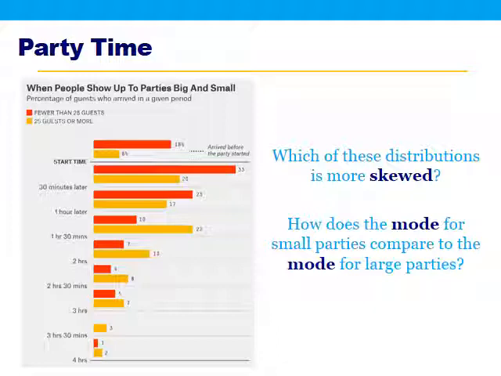Both of these distributions are positively skewed, but for the smaller party, the skewness is worse, right? You can tell that there's more severe skewness if you look at the shape of the red bars compared to the shape of the yellow bars. And the mode changes also, right? The mode gets later when the party gets bigger, which is probably what you would have expected.